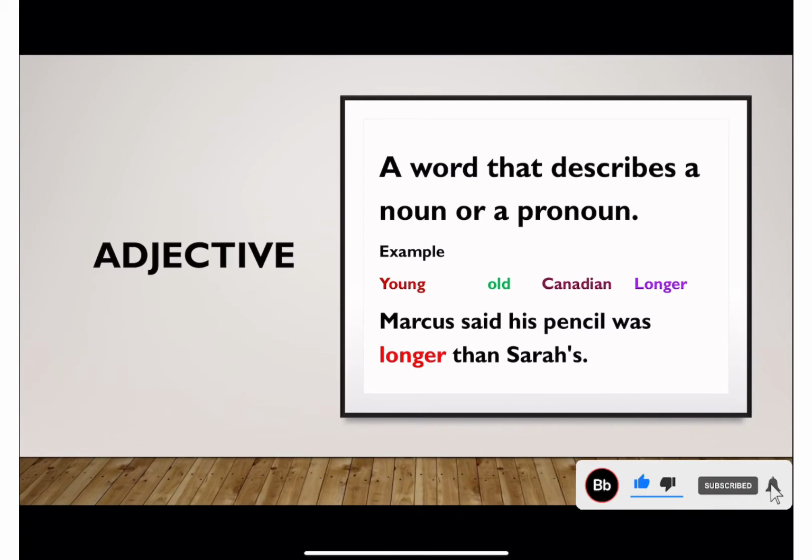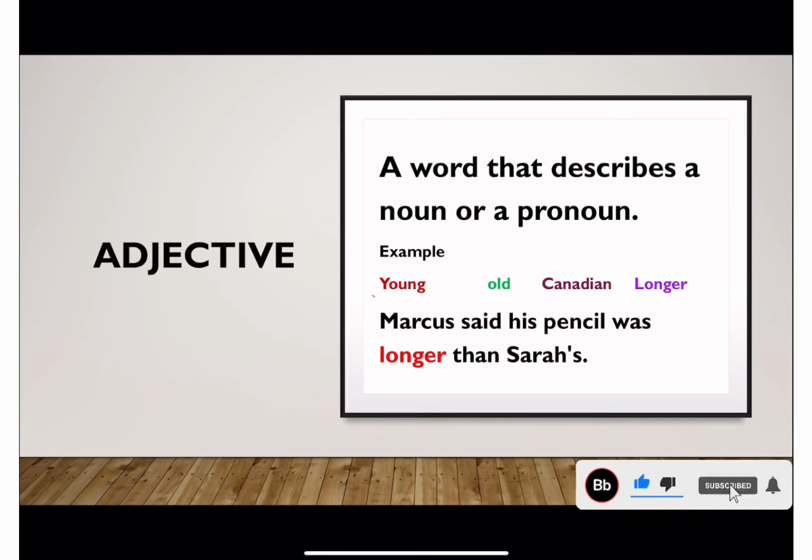Now let's look at adjective real quick. An adjective is a word that describes a noun or a pronoun. What do I mean by that? An adjective tells you what something looks like. So when you think about adjective, think about the 5 senses. Your adjective is going to describe what you're feeling, tasting, smelling, hearing, touching, seeing. Adjective tells you what something looks like, feels like, tastes like, sounds like. A word that describes a noun or a pronoun.